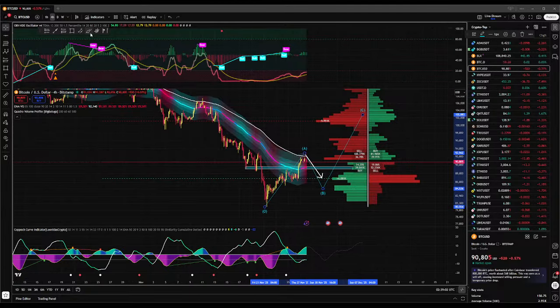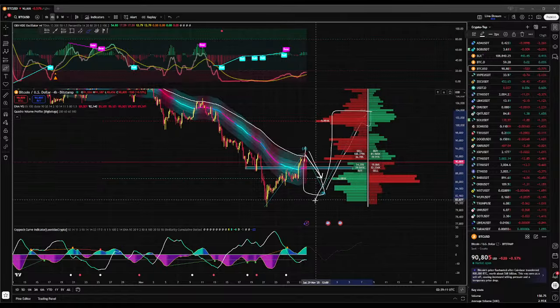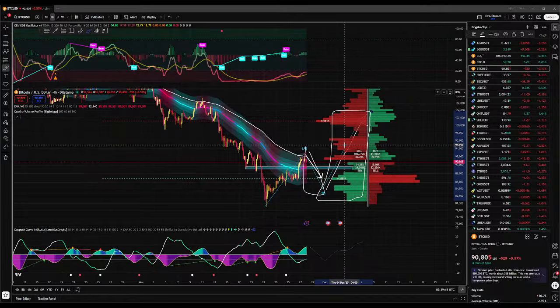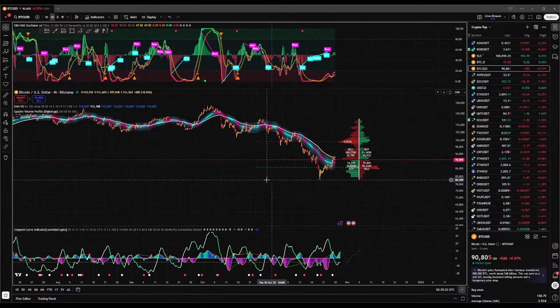And I'm planning to, if we have this pullback, ride the C wave because usually it is the strongest wave. And this one is gonna be our Christmas potentially, you know, Christmas rally, right? This could be our Christmas rally, and after that to zero, right? In 2026.